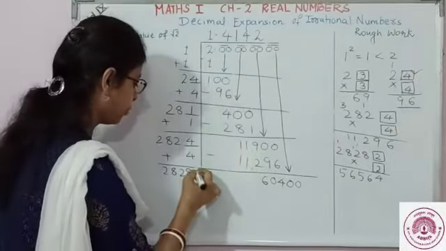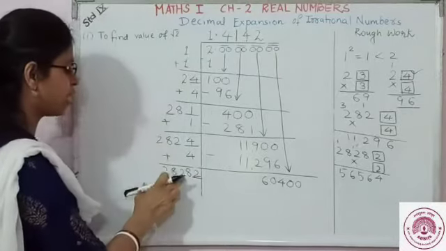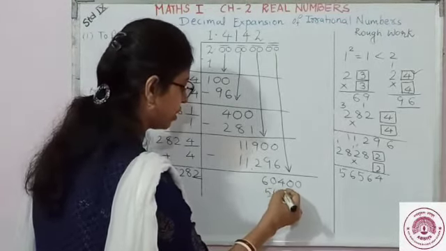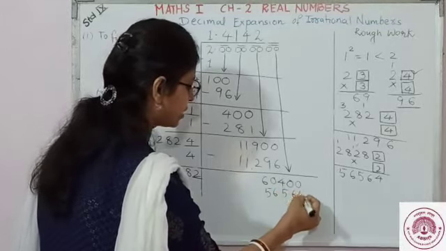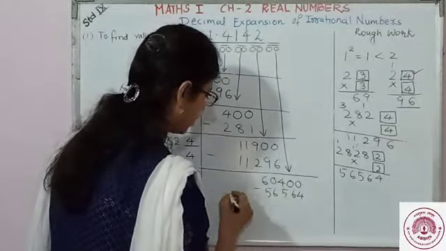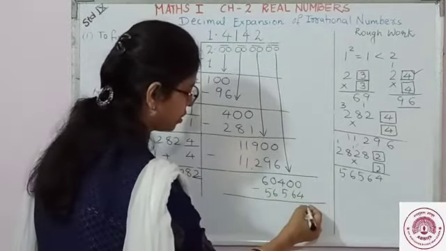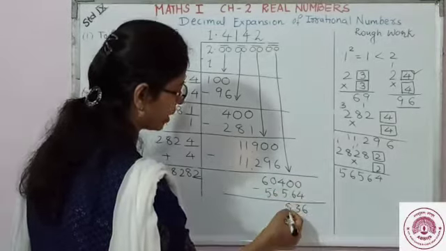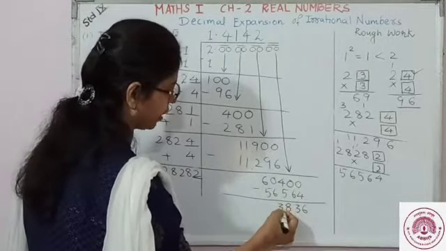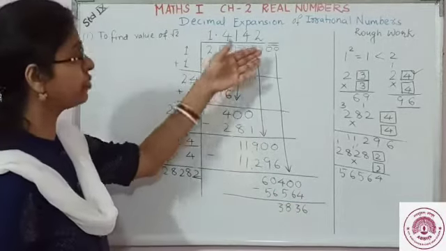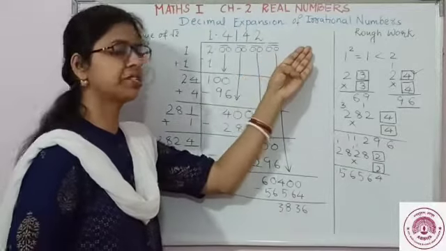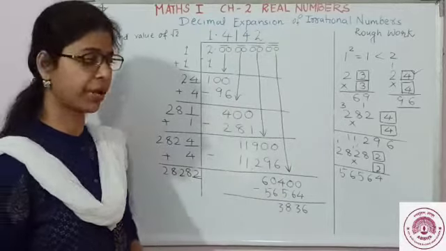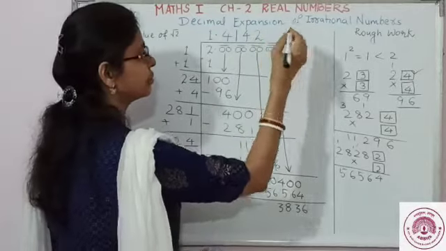Here also 2. So 28,282 multiplied by 2 is 56,564. Let's subtract. So here it is 6, 3, 8, 3. Now if you want further, you can add more pairs of 0. You can get till more decimal places. So this continues.